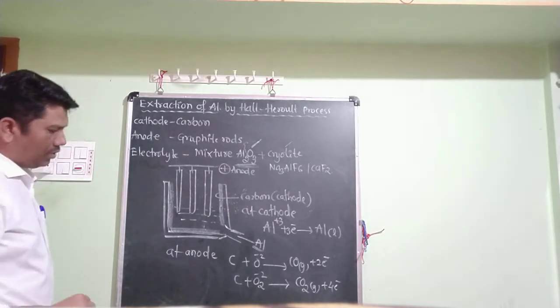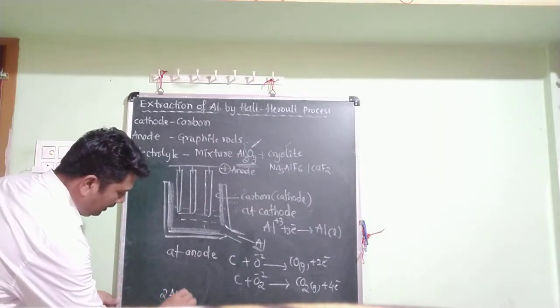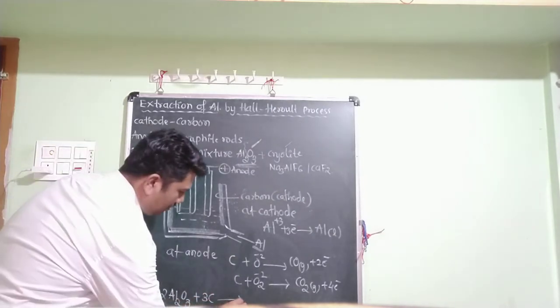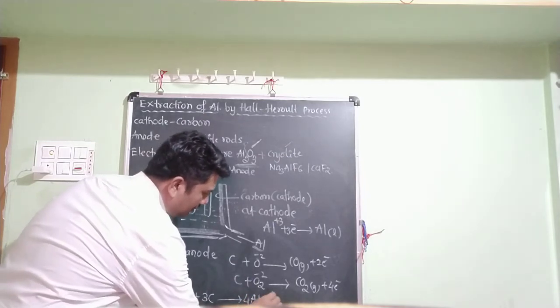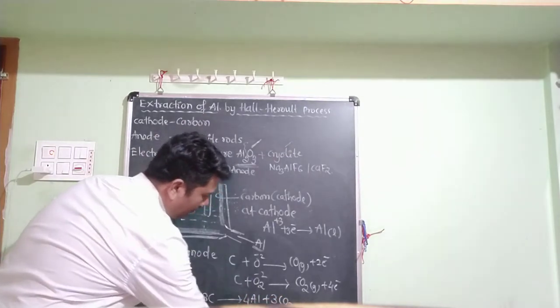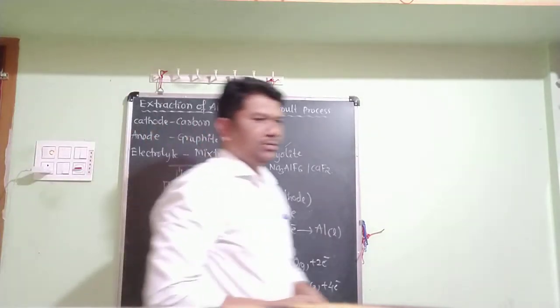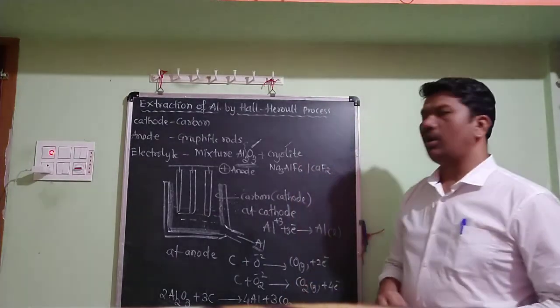And finally the overall reaction will be 2Al2O3 undergoes reduction to give 4Al plus 3CO2, and this is the overall reaction. So I hope it is clear. This is the extraction of aluminium by Hall-Héroult process.